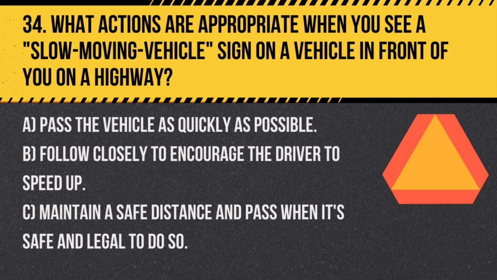Question 34. What actions are appropriate when you see a slow-moving vehicle sign on a vehicle in front of you on a highway? A. Pass the vehicle as quickly as possible. B. Follow closely to encourage the driver to speed up. C. Maintain a safe distance and pass when it's safe and legal to do so. Answer C. Maintain a safe distance and pass when it's safe and legal to do so. Respect for slower moving vehicles is important for safety.